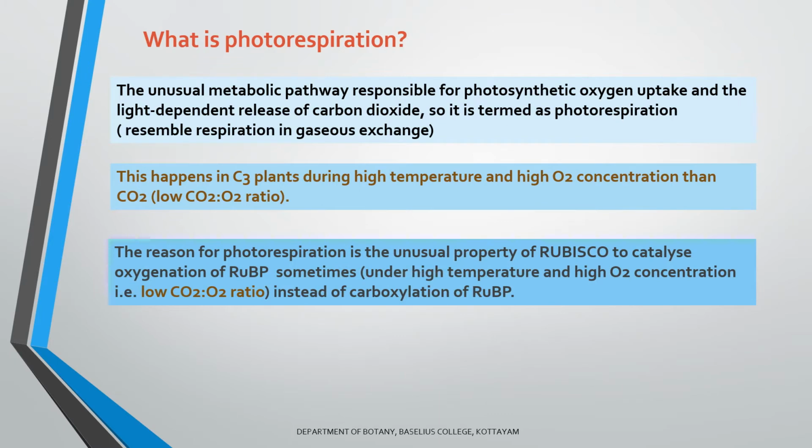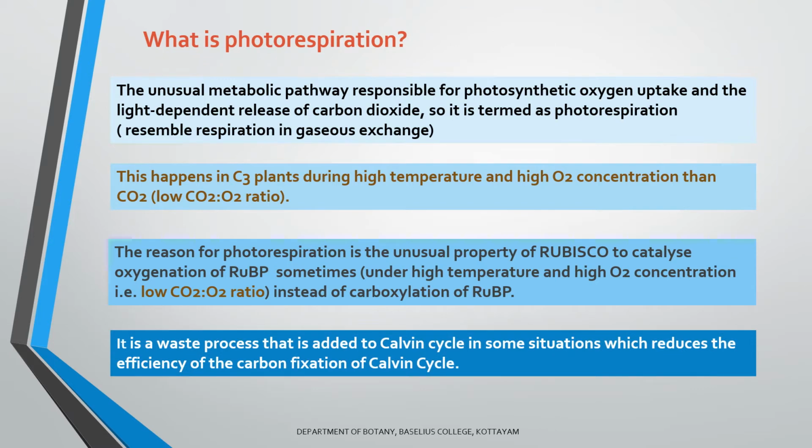The reason for photorespiration is the unusual or dual property of Rubisco to catalyze oxygenation of RuBP sometimes instead of carboxylation of RuBP. Rubisco catalyzes oxygenation of RuBP under high temperature and high oxygen concentration in the cell, that means low carbon dioxide oxygen ratio. It's a waste or unwanted process that is added to the Calvin cycle in some situations, which reduces the efficiency of the carbon fixation of the Calvin cycle.